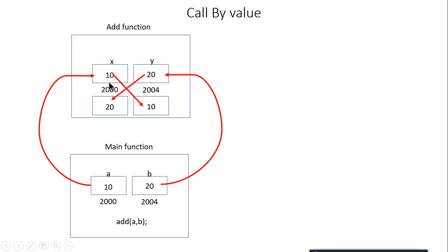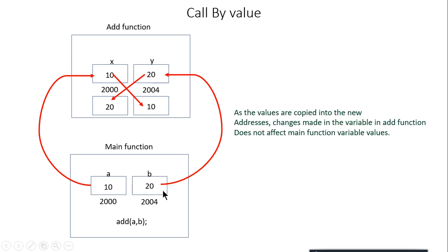So I have swapped the values, so 10 is copied in y and 20 is copied in x. Since this occurs in separate memory locations, there will be no effect on the values of a and b. As the values are copied into two new memory addresses, changes made to the variables in the add function do not affect the main function variable values. So this is how call by value works.